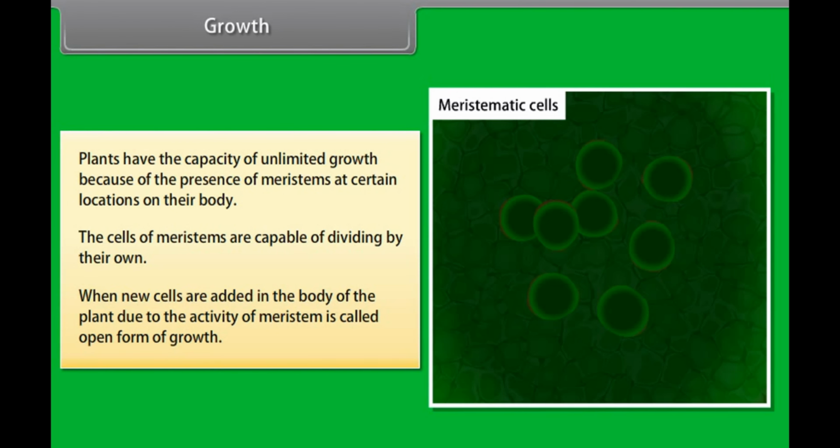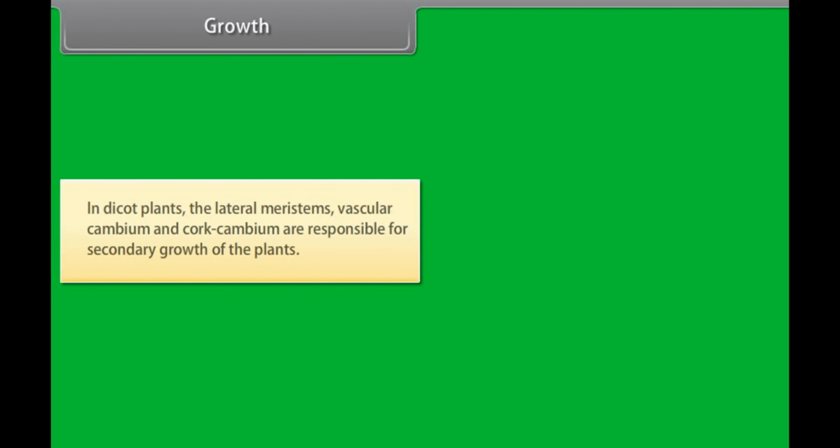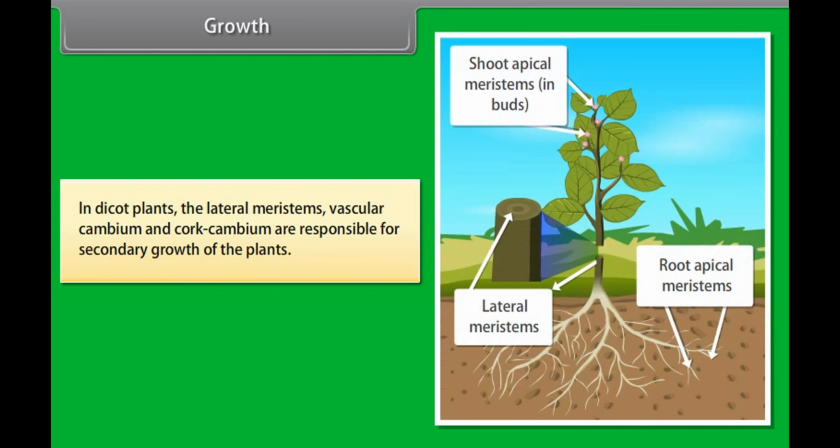open form of growth. The root apical meristem and shoot apical meristem are primarily responsible for the elongation of the plant along its axis. In dicot plants, the lateral meristems, vascular cambium, and cork cambium are responsible for secondary growth of the plants. Growth is measurable.